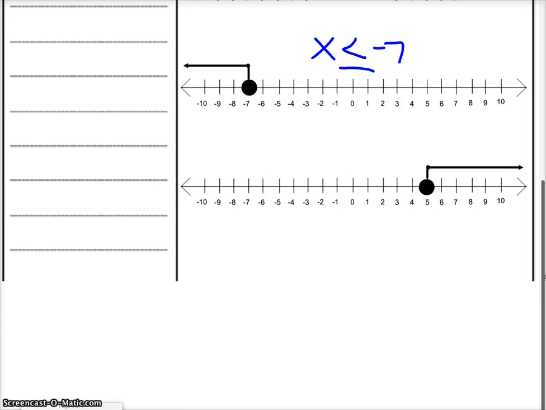Okay, the next one. So here I put my x. I'm going to the right, which means I'm getting bigger. So I say x is greater than or equal, because it's colored in, and then the number 5. So you're going to have to graph inequalities and create an inequality from your graph.